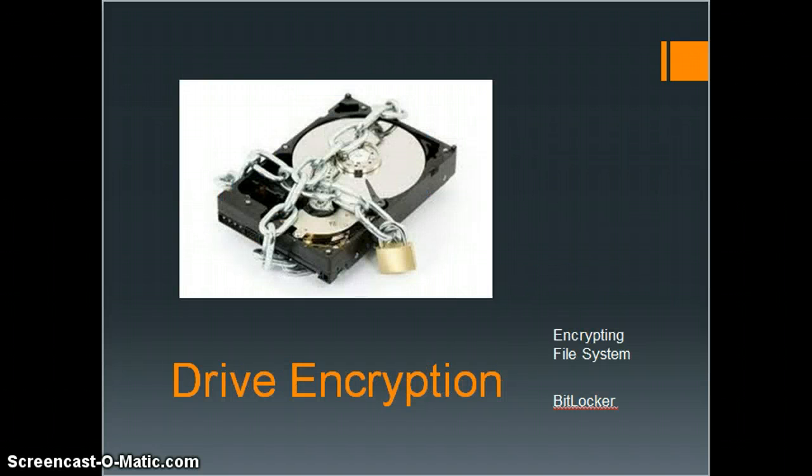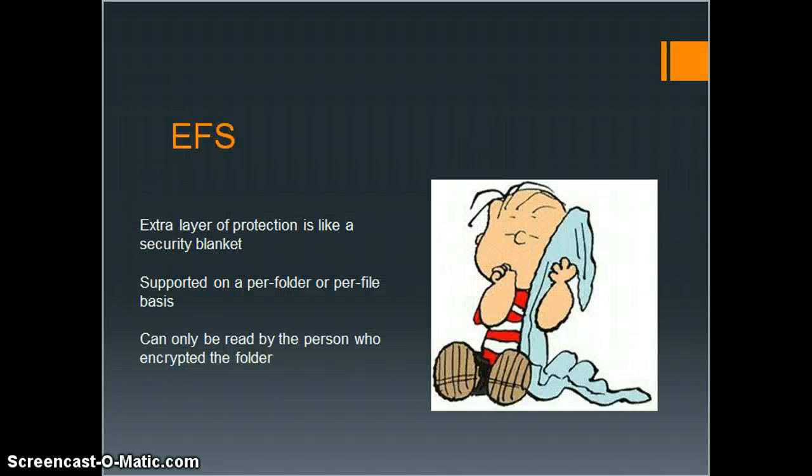NTFS has many advantages over other file systems that can be used. The capability to automatically encrypt and decrypt data using the encrypting file system is one. BitLocker is another. Adding an extra layer of protection with encryption acts like a security blanket. EFS is supported on a per folder or per file basis. Any file placed in a folder marked for encryption format can be read only by the person who encrypted the folder.